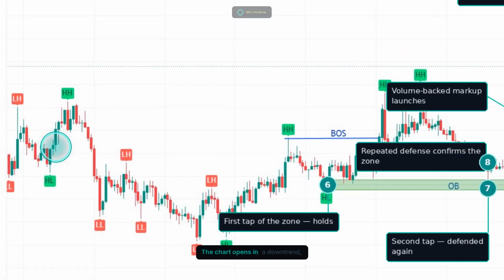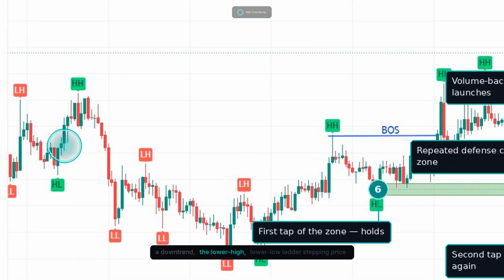The chart opens in a downtrend, the lower high, lower low ladder, stepping price lower. But the decline is losing force. The legs get shorter, the lows come closer together, the selling thins. This is a trend running out of participants, not accelerating. By the lows, the character has shifted from trending to basing. Nothing has confirmed a reversal yet, but the conditions are assembling.